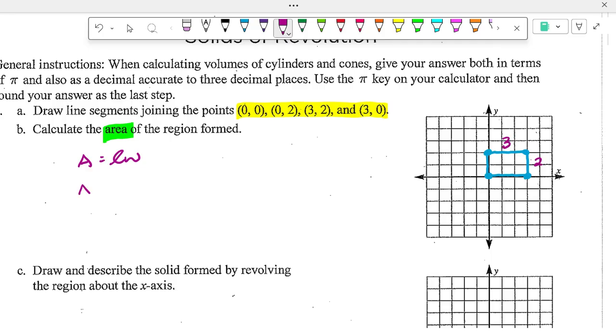So we would do 3 times 2, which is what? So this would equal 6 units, what? Squared.